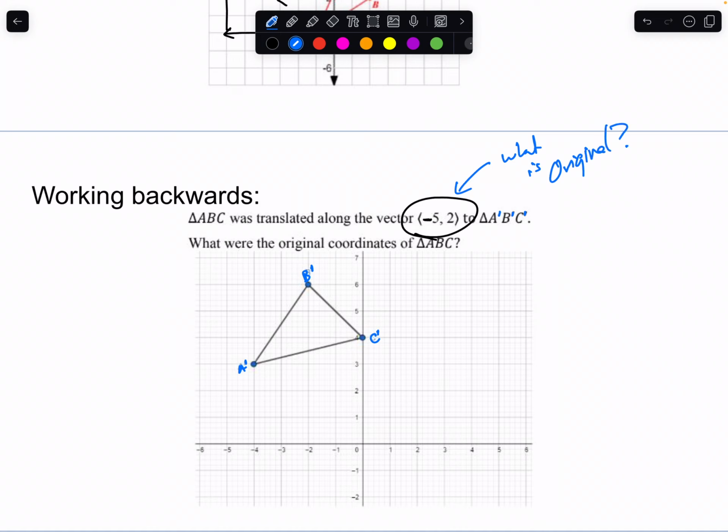If that's what happened to it, where did it come from? Right? And there's different ways to go about this. You can set up an equation algebraically. You can also just sort of look at the graph. Let's go about it 2 different routes.